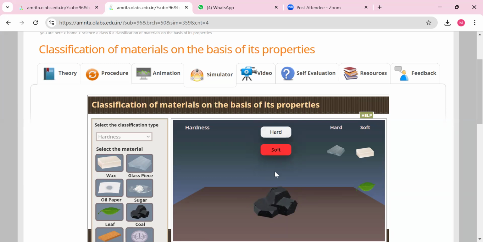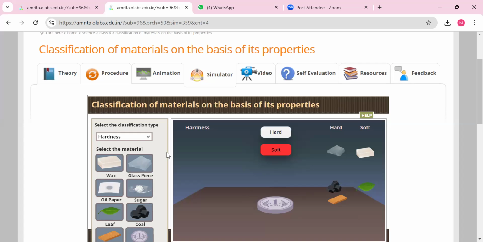Wow, why is it in red color? Yes, I chose the wrong answer, because coal is a hard material. And then wooden material. Is wooden material hard or soft? It is a hard material. So, the iron coin is also hard. Okay. So if I select soft and it is wrong, it shows red color. So I choose hard. Iron is hard, and the right answer comes in green color.